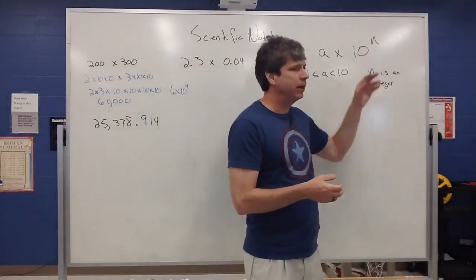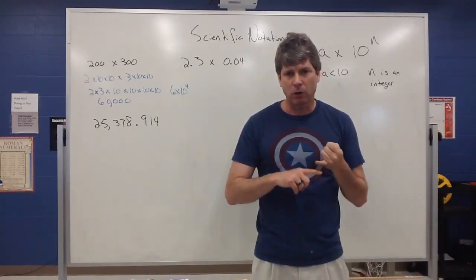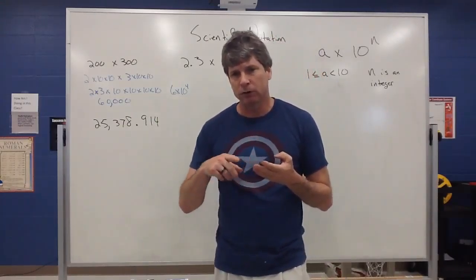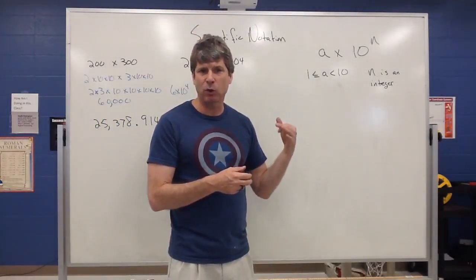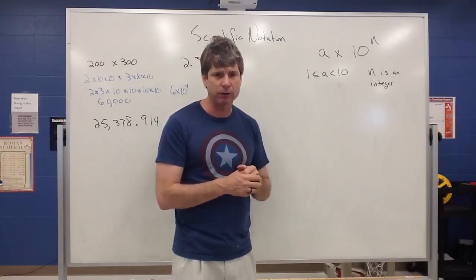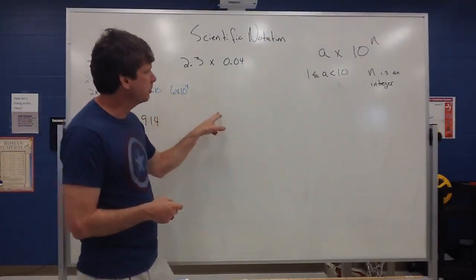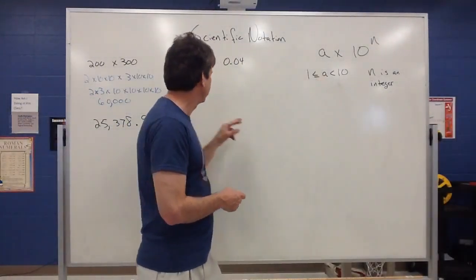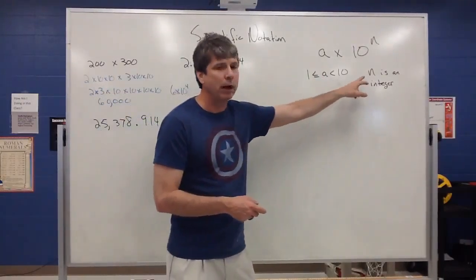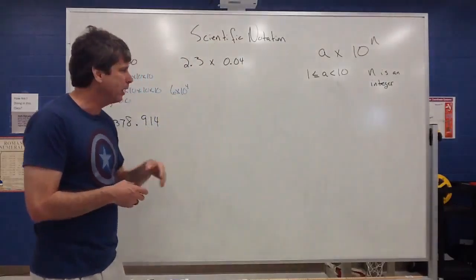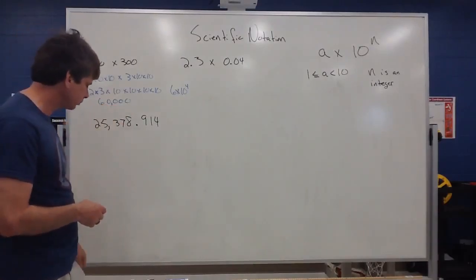Now n has to be an integer. So what that's saying is n can be 0, 1, 2, 3, 4, and so forth and so on. But also n could be a negative 1, or a negative 2, or a negative 3, or a negative 4. It can be what we call integers, those positive and negative numbers. So 6 times 10 to the 4th actually meets this criteria. The 6 is between 1 and 10, and 4 is a positive integer. So 6 times 10 to the 4th, that actually is a scientific notation. And this would be just expanded out.